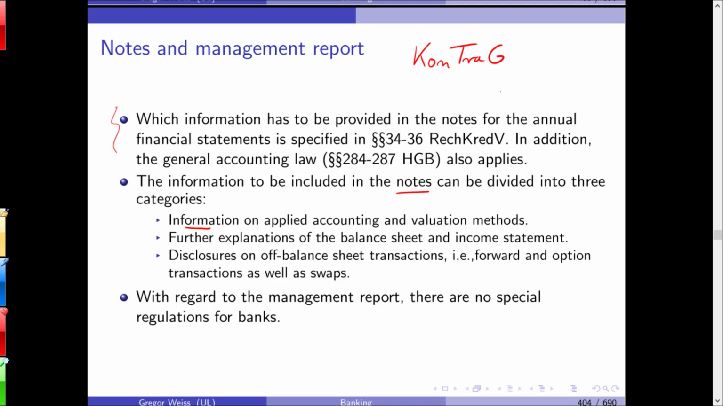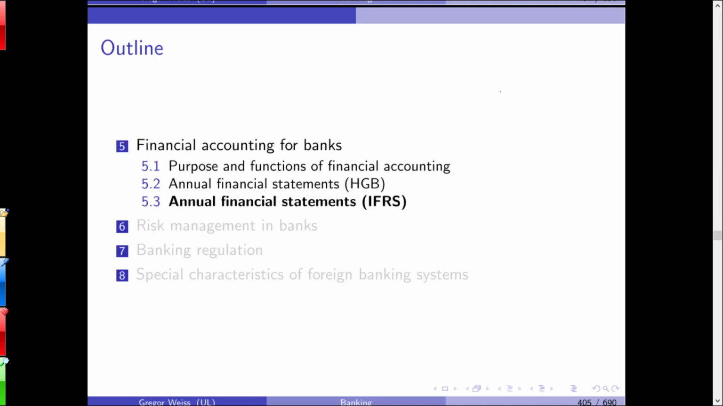And this is also part, of course, of the Jahresabschluss, the annual statement of companies. This is mandatory. Everything else is voluntary. So they can report on some other things, but then this is rather a question of investor relations. Okay. Those are the notes and the management report.